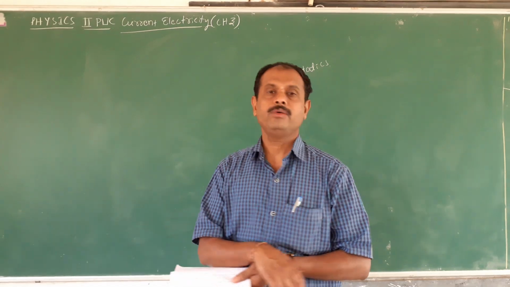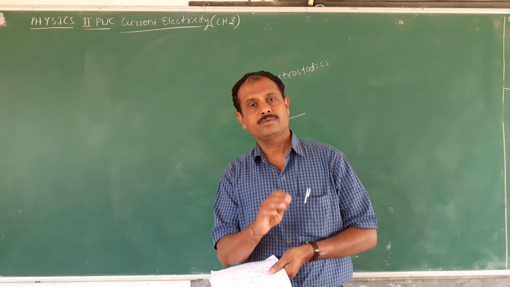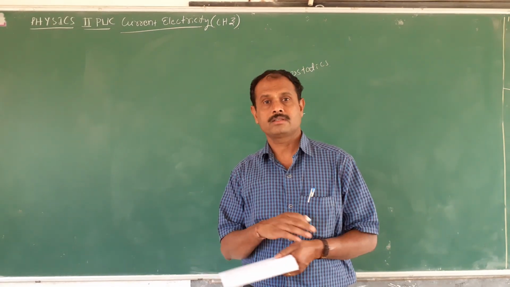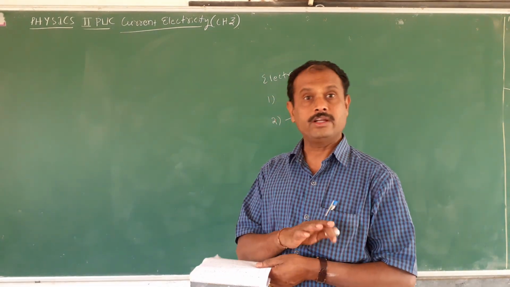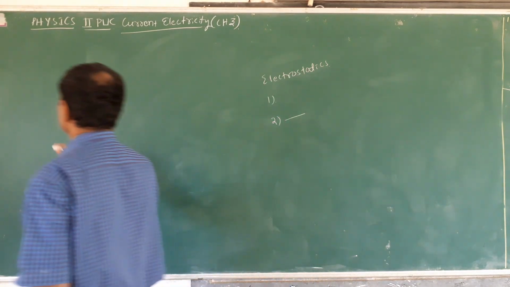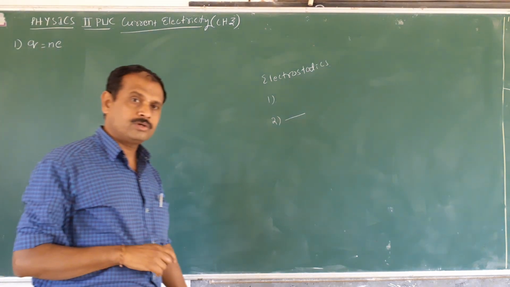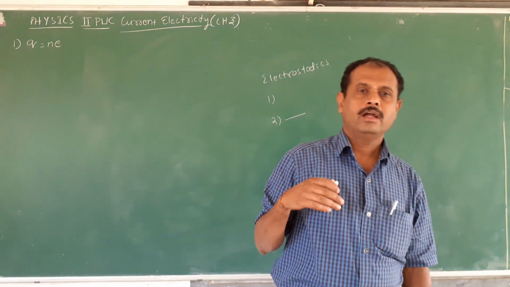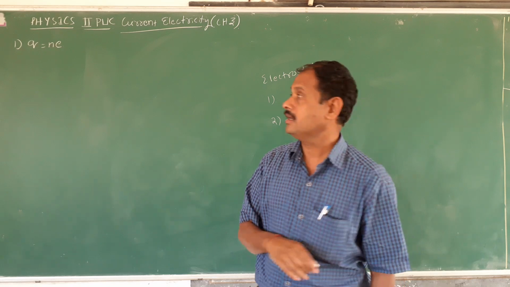Now we come to the point, current electricity. In this video clip, I want to discuss whatever formulas and equations come across in current electricity. Now the first one, the charge flow: Q is equal to N e. Charge is equal to N e, where N is the number of electrons flowing inside the conductor. Charge carriers, you take the electrons in a solid conductor.